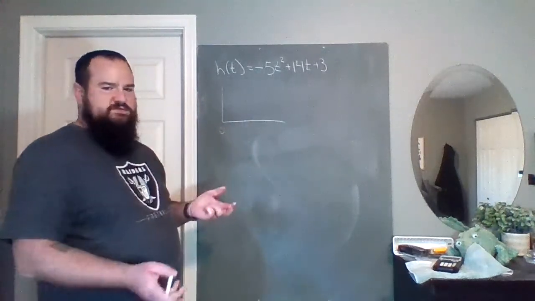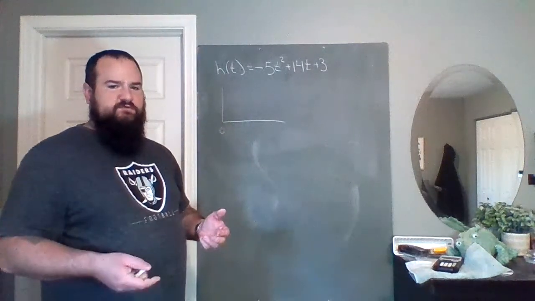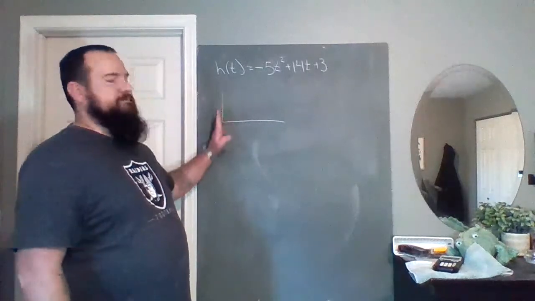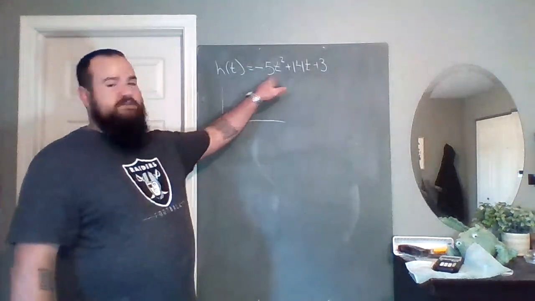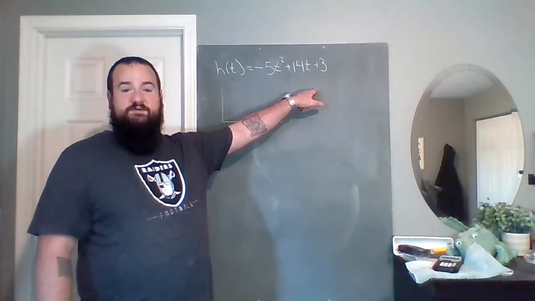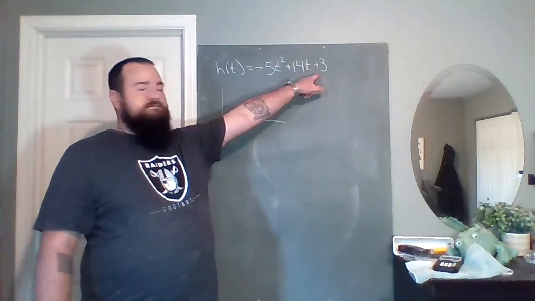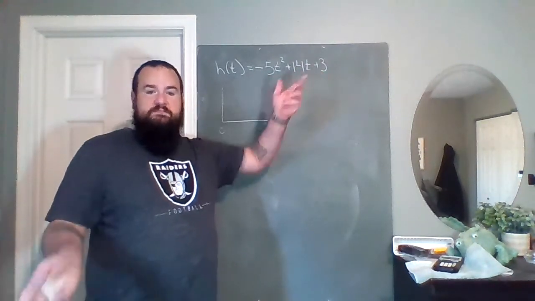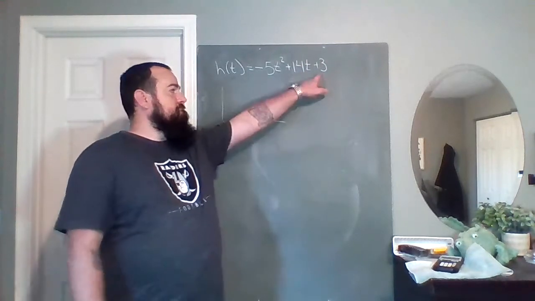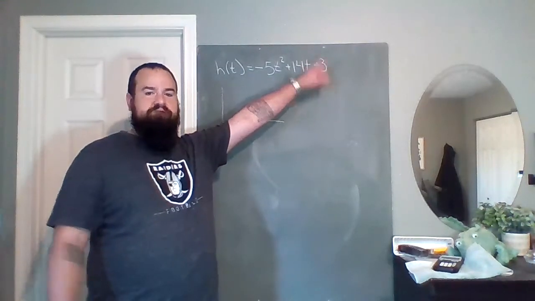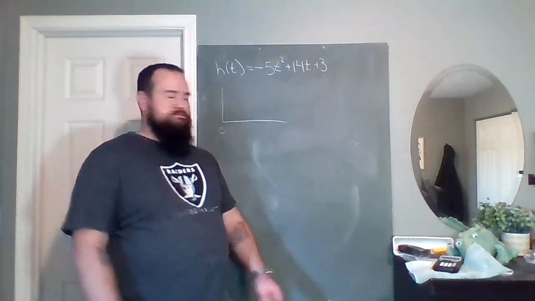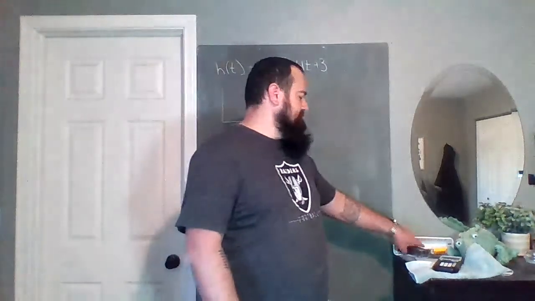So to answer this question, what was the height the rock was thrown from? We simply have to figure out the y-intercept. Well, luckily, we are given this function in standard form. So we know it's 3. So I know the rock was thrown from a height of 3 meters. That's it. Bam. No work done. Moving on. Okay?